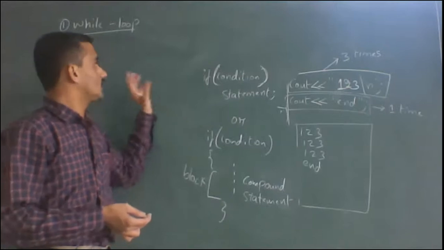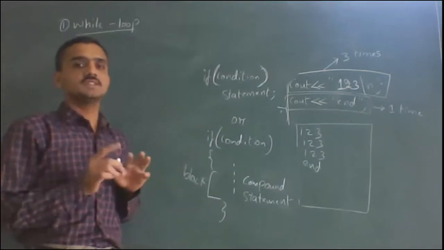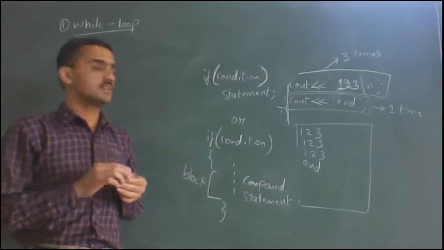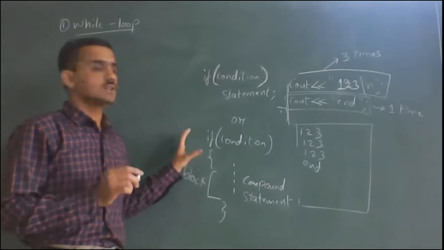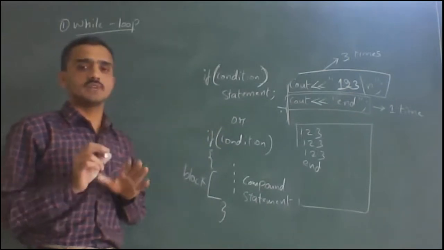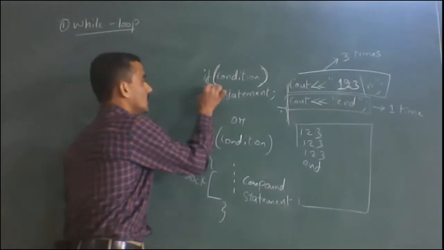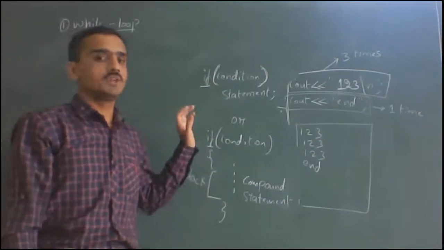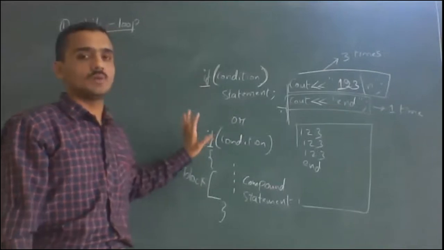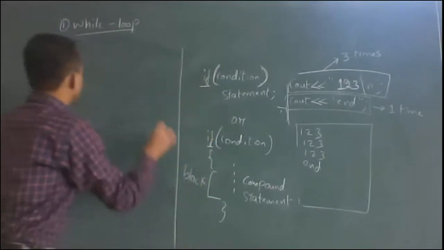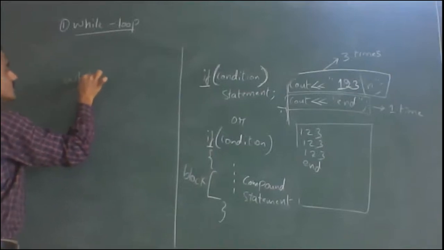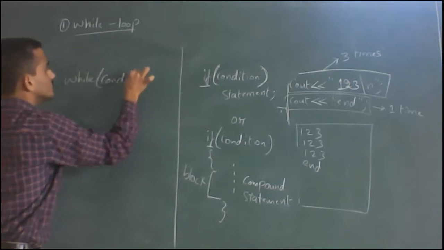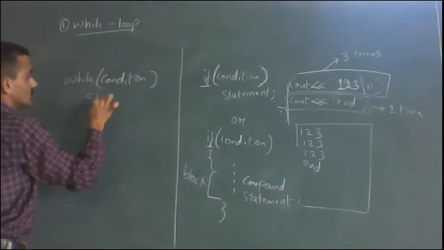See, when we look at the while loop syntax, only one change is there with respect to syntax, while the working is totally different. If you know this, you can write the while loop syntax very easily. Instead of writing the word if, we write the word while. That's all. I'm only comparing with the if statement. While is a keyword, written in lowercase letters. While, then the condition, then the statement.